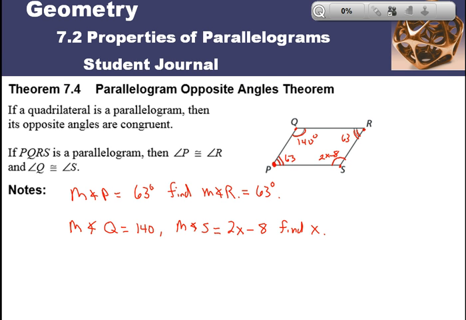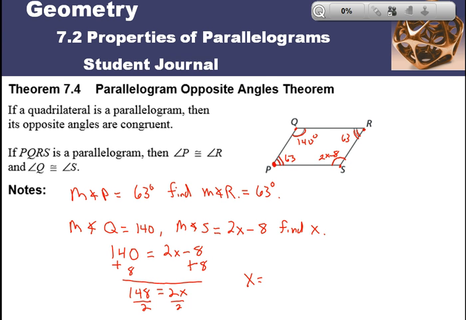Angle Q and angle S are opposite angles, and as such, they are equal to one another. So I can just say 140 is equal to 2x minus 8. And to solve this, I would add 8 to both sides, and I get that 2x is equal to 148. And then I would divide by 2, and I would get that x is whatever 148 divided by 2 is.